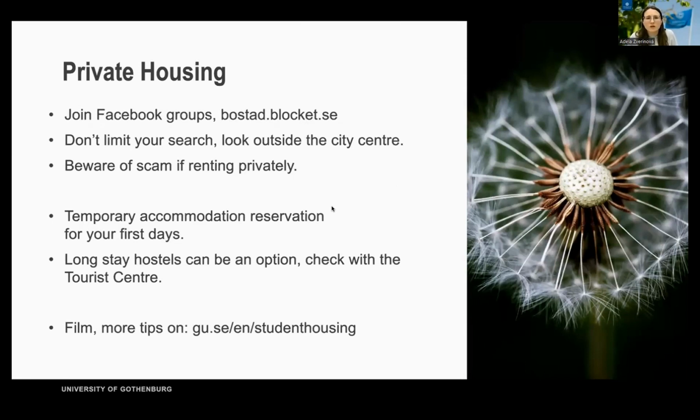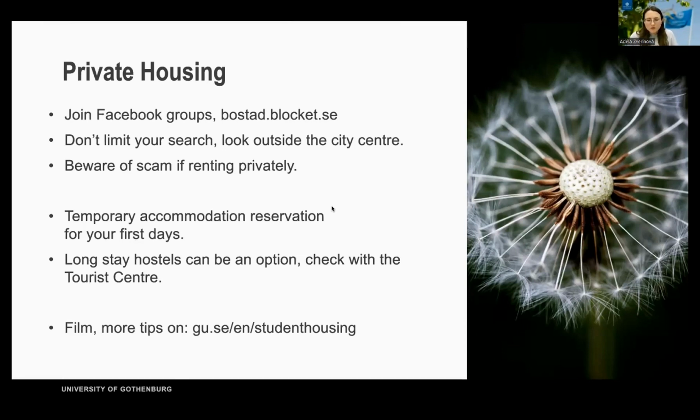But if you look at private housing, it is really important to be aware of scammers. Our advice typically is to not pay anything in advance until you've seen the flat or the room before you got here, just because people can take advantage of you really easily.